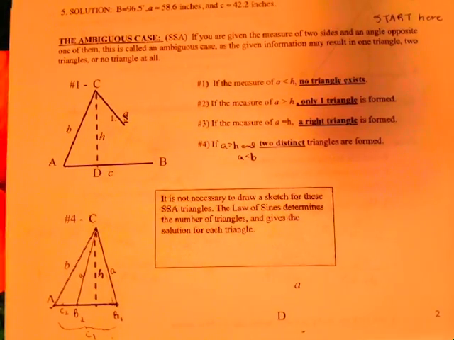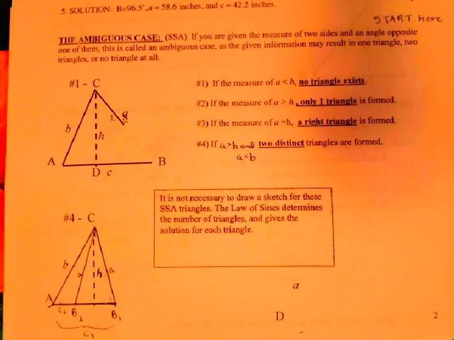Okay, starting with the ambiguous case. We wrote a little information on our note card, but we really didn't talk about ambiguous. Ambiguous means we don't know for sure. So when you have the given information, one angle and two sides, that information may let you make one triangle, two triangles, or no triangle.